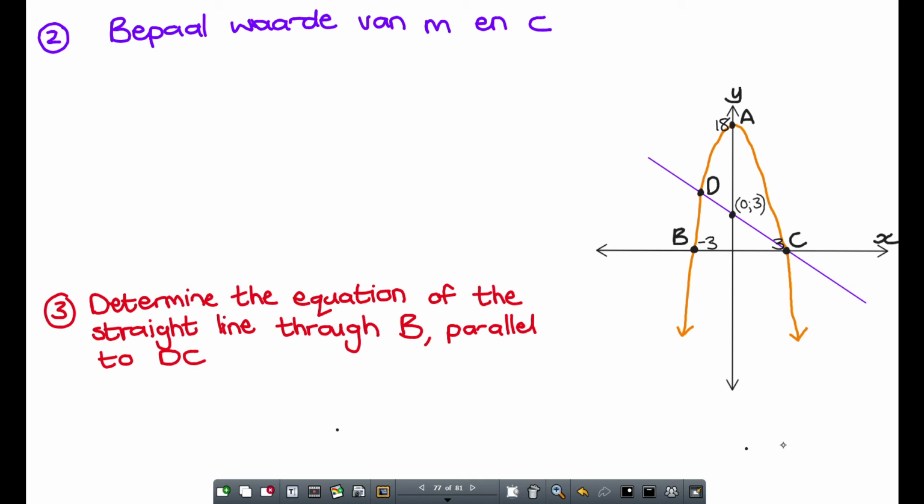Okay, so obviously is hulle besig om te praat van die reguit lyn. Nou dis mos y is gelyk aan mx plus c. Ons kyk gou wat word vir ons gegee, né? Daai c, hierdie ouetjie is mos my y-afsnit. And where does this line go through the y-intercept? Where y is 3. So immediately I can say y is equal to mx plus 3.